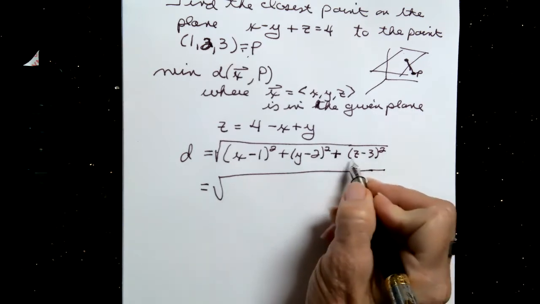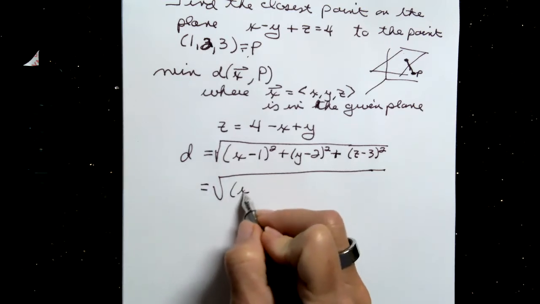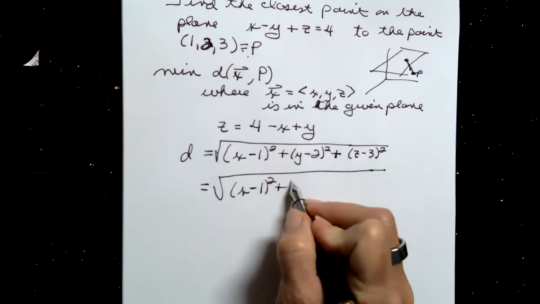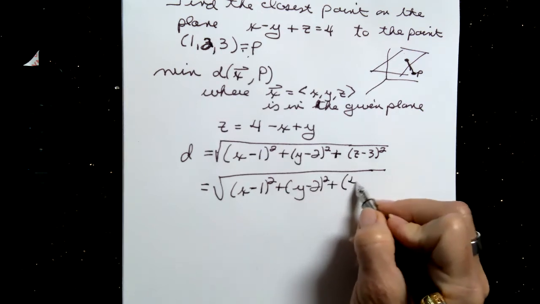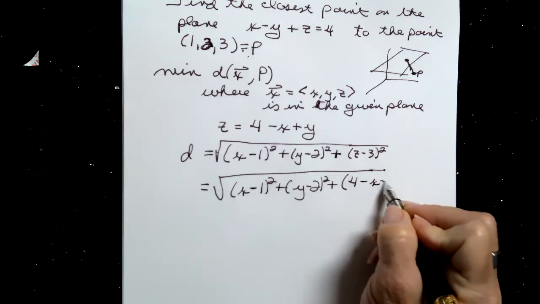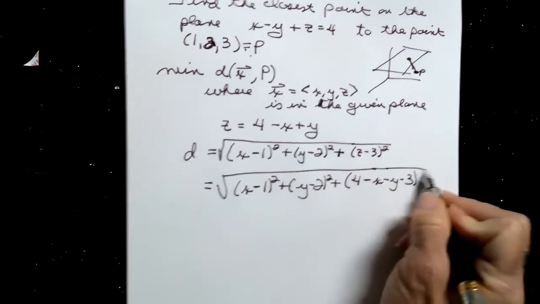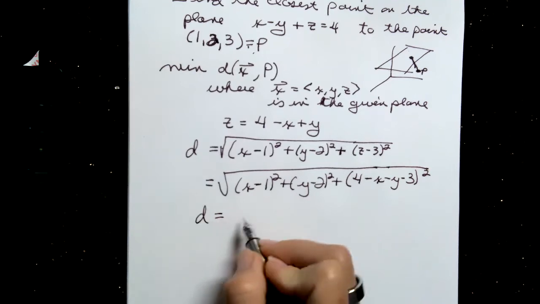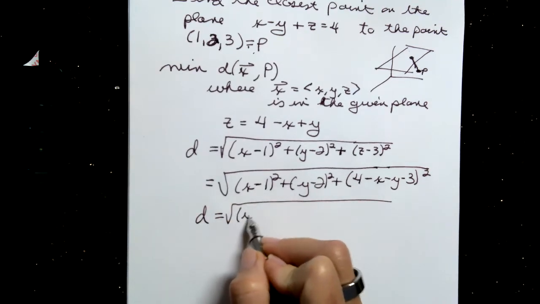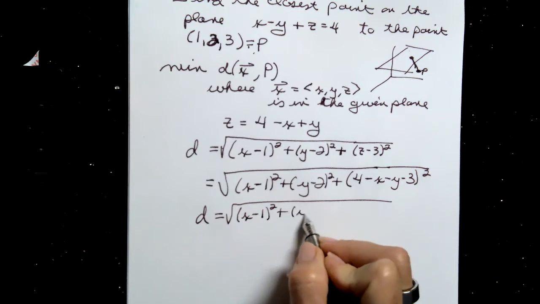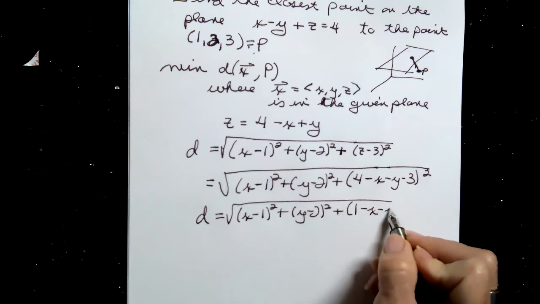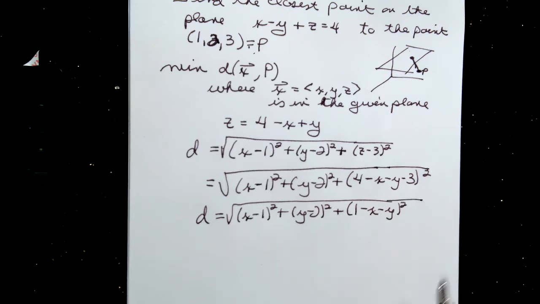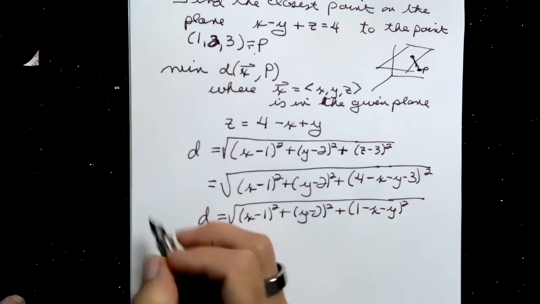But if xyz is in the plane, I can replace z by this equation and get a function of x and y. So I have 4 minus x minus y minus 3, quantity squared. And so d is the square root of x minus 1 squared plus y minus 2 squared plus 1 minus x minus y, quantity squared. Okay? And now you notice you want to minimize this.